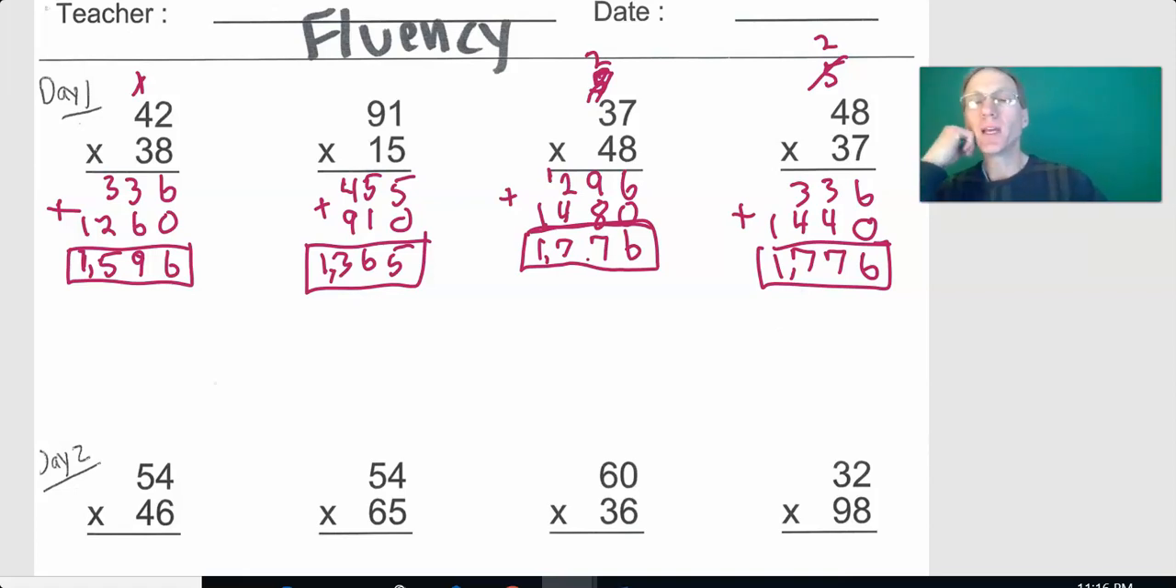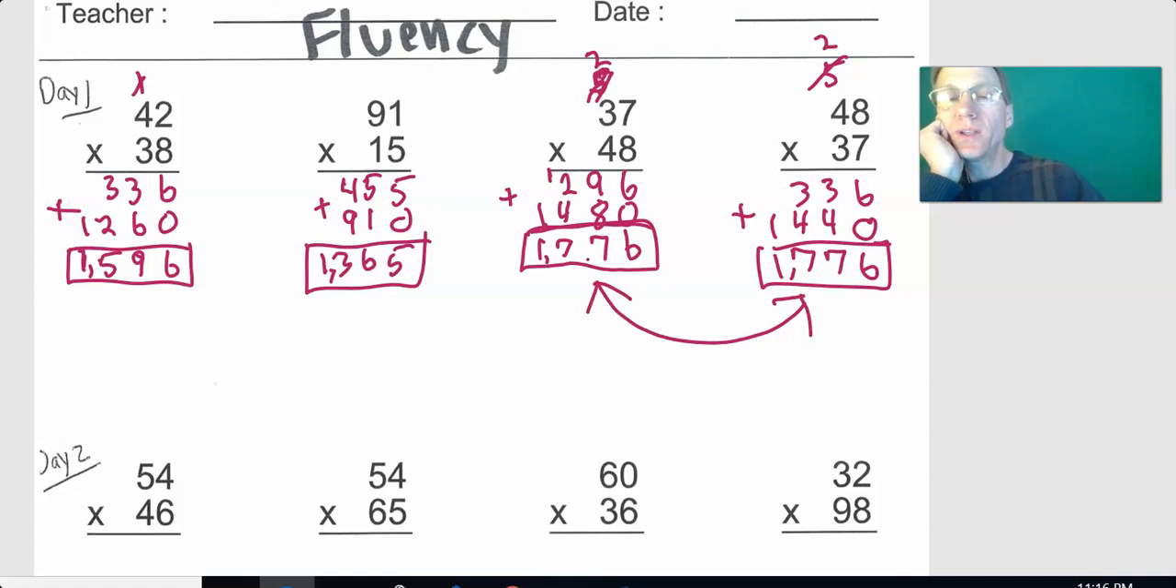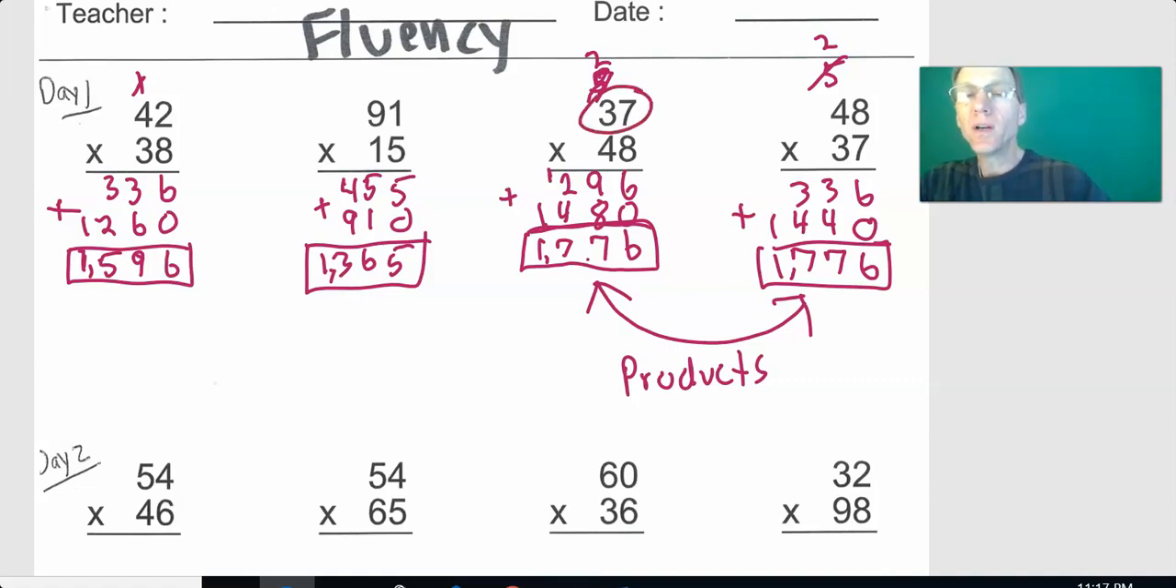Just wanted to point something out. Look at these 2 right here, and think a little bit about why would these 2 products be the same. So the product is the answer in a multiplication problem. Okay, this one is 37 times 48. That's 48 times 37. So look at that. All they've done is switch the order of those 2 factors.